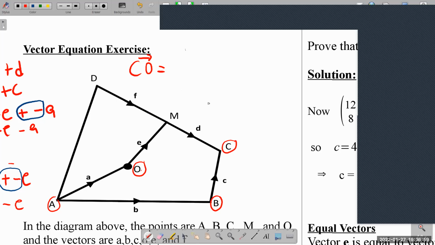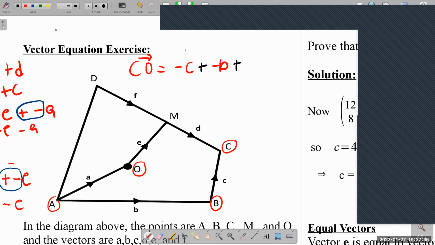So Gwen said negative C. Anybody else? Excellent. So we have negative C because we're going in opposite directions. We put negative C. I'm just going to put the plus in a different color so we see why we're putting it in a different color. Then where do we go from there? What's the next step? Excellent. Negative B. Very good.